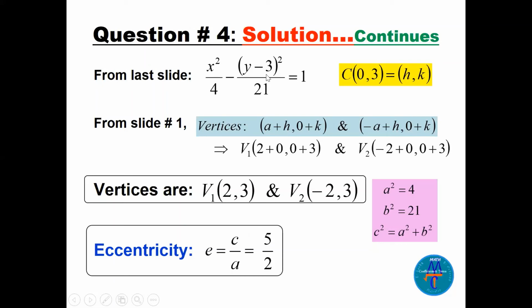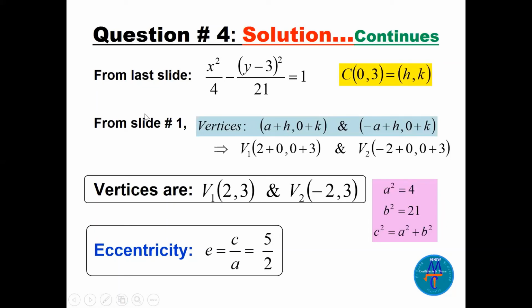So look at the center here. Center: x minus 0 squared, so the center will be (0, 3). We can have h and k both zeros. We can have h and k sometimes h 0, sometimes k 0, sometimes both are not zeros.